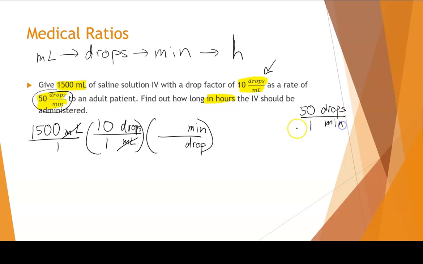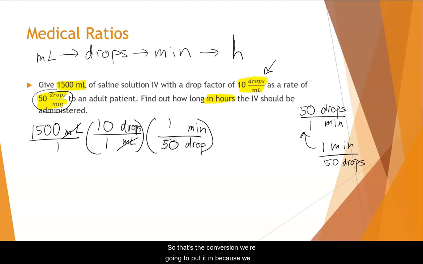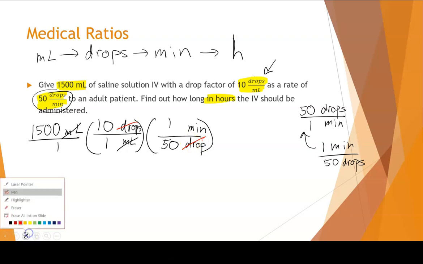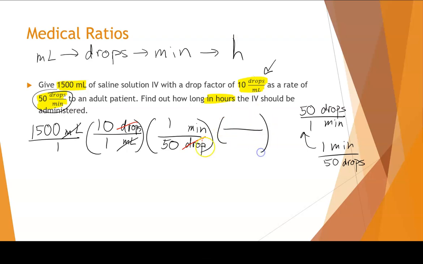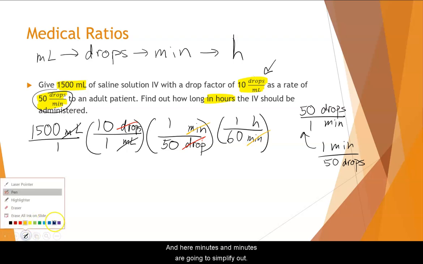But the rate is the same thing as saying this is 1 minute for 50 drops. So that's the conversion we're going to put in because we want drops and drops to simplify out. From here, we want to change from minutes to hours, so minutes is going to go in the denominator, hours in the numerator. I know that there's 60 minutes in 1 hour, so 1 hour divided by 60 minutes. And here, minutes and minutes are going to simplify out.